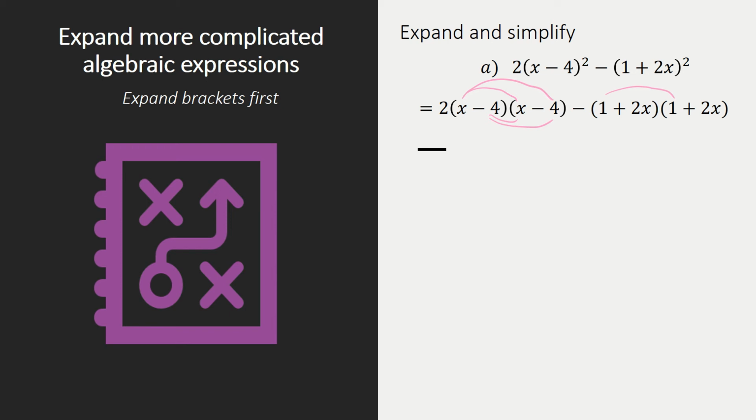So 1 times 1, 1 times 2x, 2x times 1, and 2x times 2x. Our answer is 2 times (x squared minus 4x minus 4x plus 16). And yes guys, it's plus 16, since we have negative 4 times negative 4, that becomes positive 16. Minus (1 plus 2x plus 2x plus 4x squared).